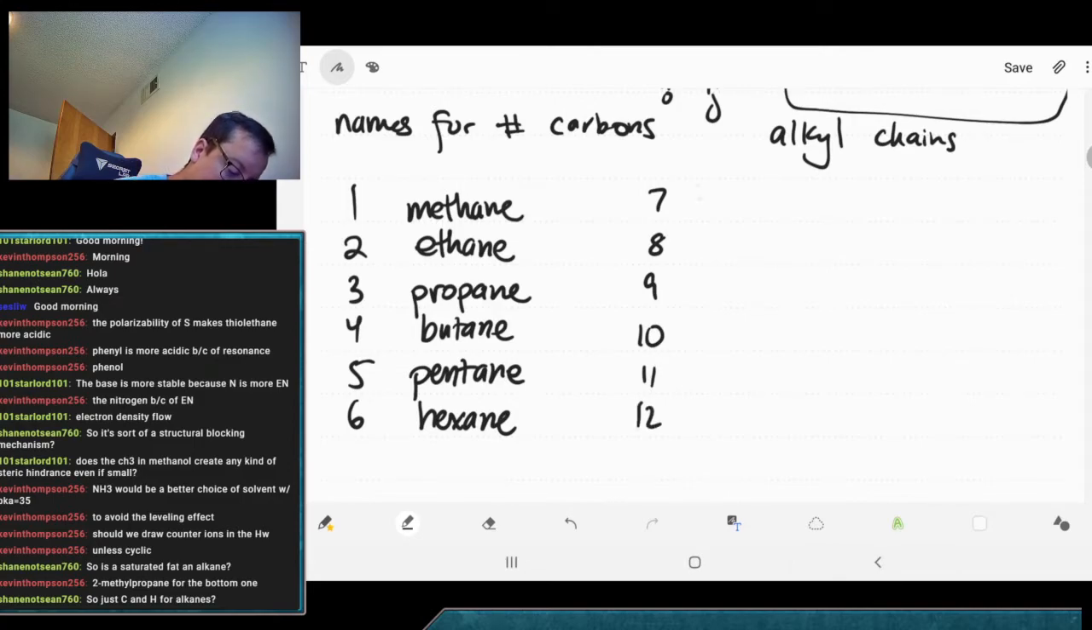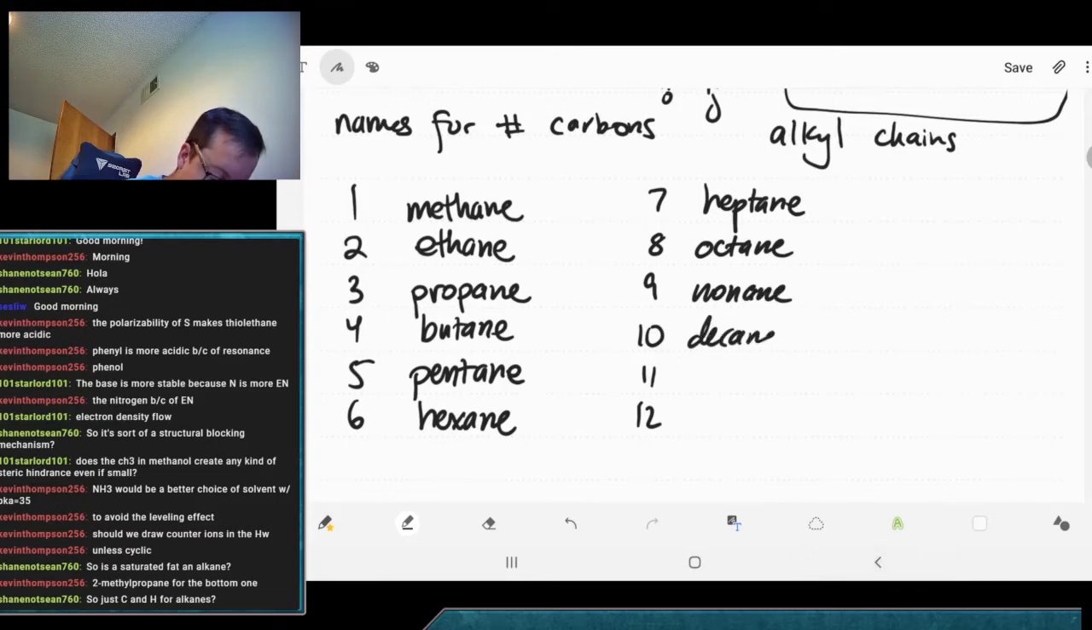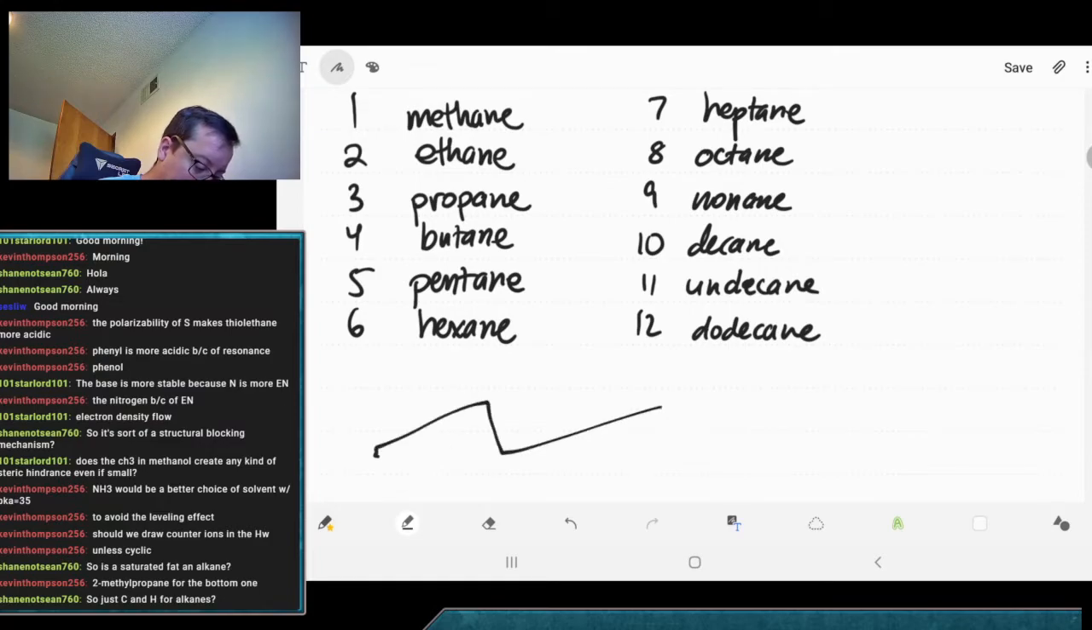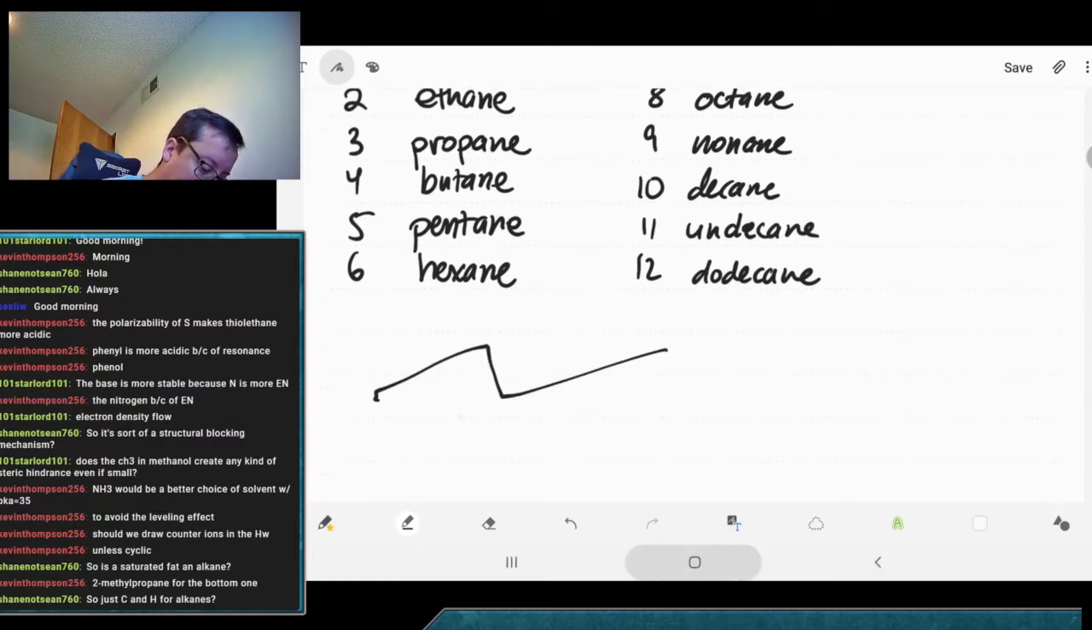We're going to have heptane, octane, nonane, decane, undecane, and dodecane. So, these are the standard names for chains of carbons that are linear with nothing on them but hydrogens. So, for example, this one right here is butane.